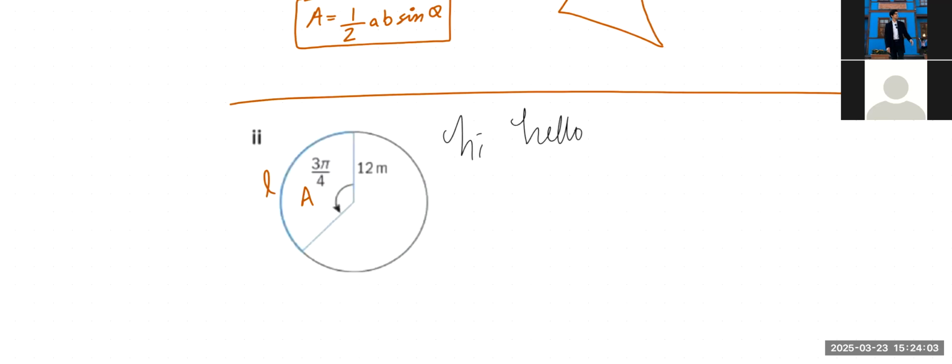Wait, so is theta 3 pi over 4? Yes. Is that right? That's pretty much it, but you've got to simplify it. I didn't bring my calculator, it's somewhere in my room. You don't need a calculator for this.